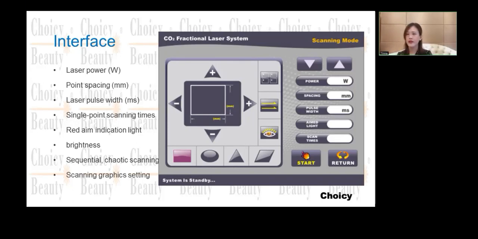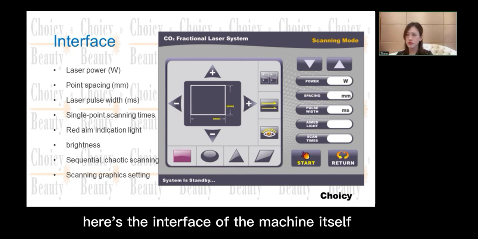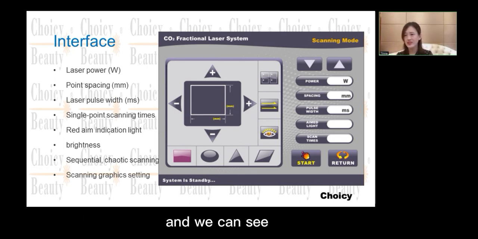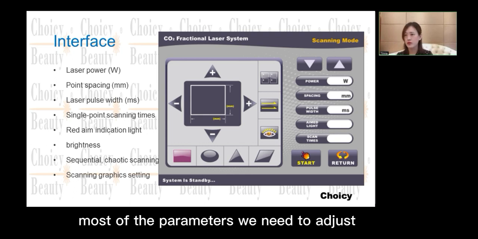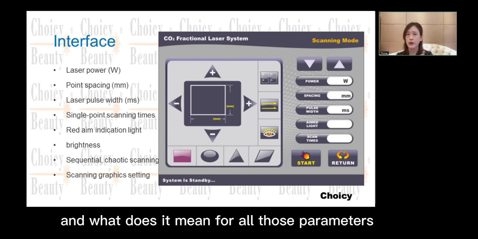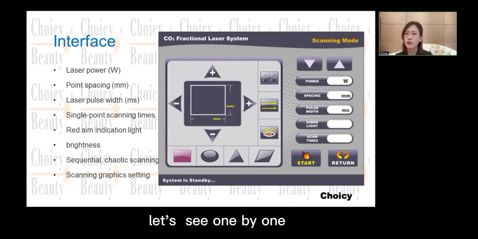Okay, here's the interface of the machine itself. From this interface, we can see most of the parameters we need to adjust. What do all those parameters mean? Let's see them one by one. The first one is power.